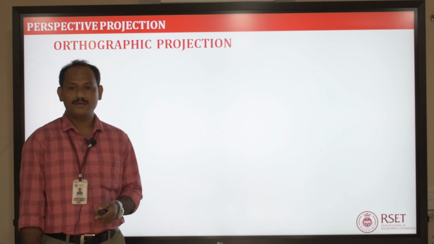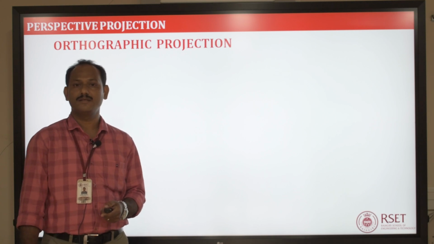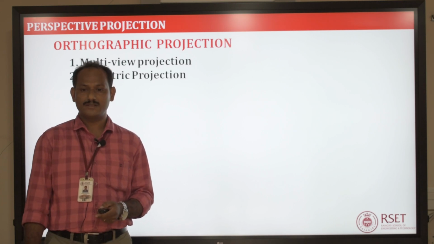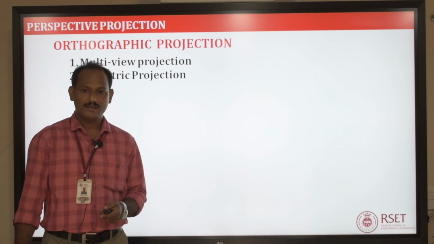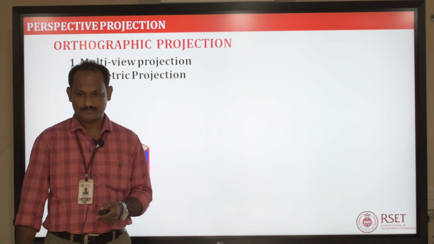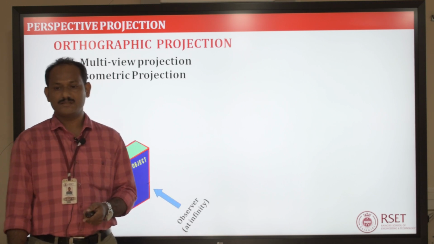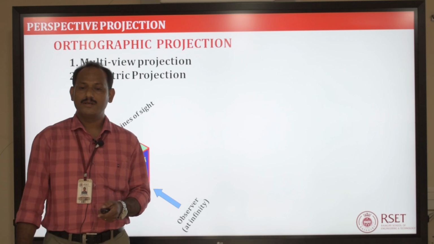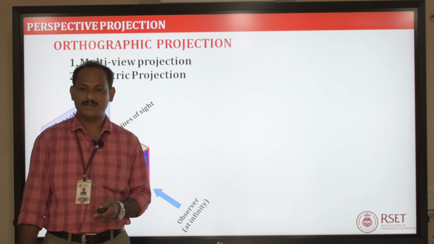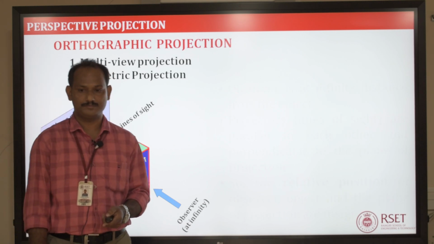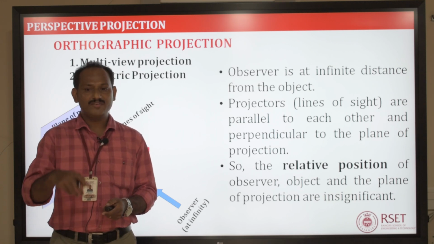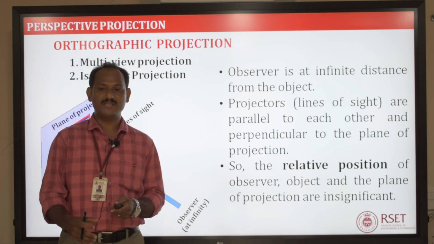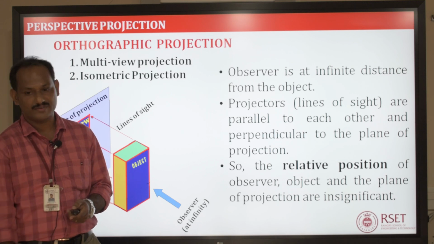Now, let us discuss the comparison between orthographic projection and perspective projection. In the first two parts of the lecture, we have discussed multi-view projection and isometric projection. Both these projections are orthographic projection. In these two projections, the observer is placed infinite distance from the object, and you can see that all the projectors are parallel to each other and perpendicular to the plane of projection. So, in orthographic projection, whether it is multi-view projection or isometric projection, the relative position of the observer, object and the plane of projection are insignificant.